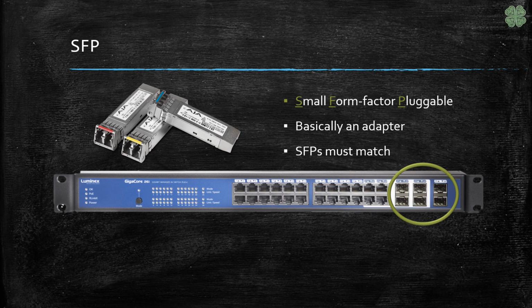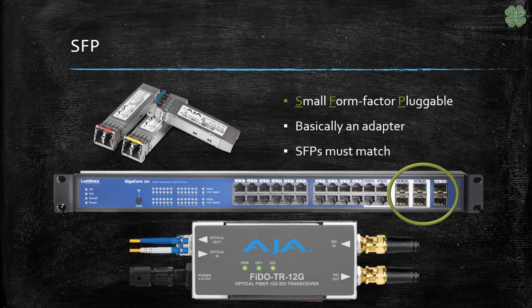SFPs are basically an adapter to convert fiber to a network or device usable connection. A lot of the larger switches have 2 to 6 SFP slots like the one below. This is an AJA Fido. It uses an SFP to convert fiber to SDI or vice versa. One of the most important things to check is that your SFPs are the same or they will not talk to each other. It's also important that they have the proper bandwidth for the equipment they're being used with.